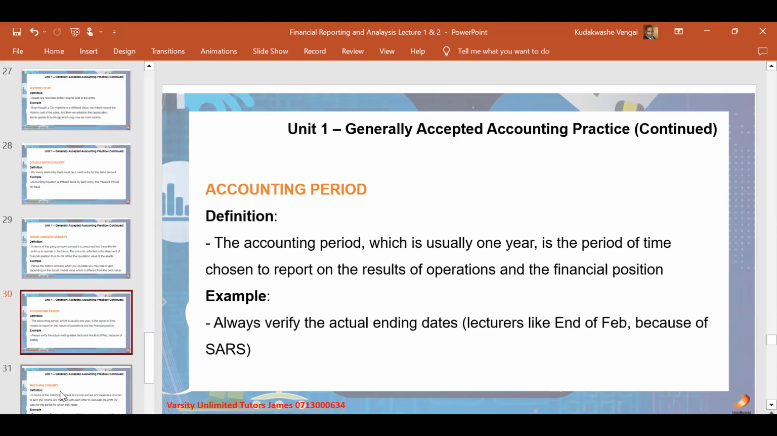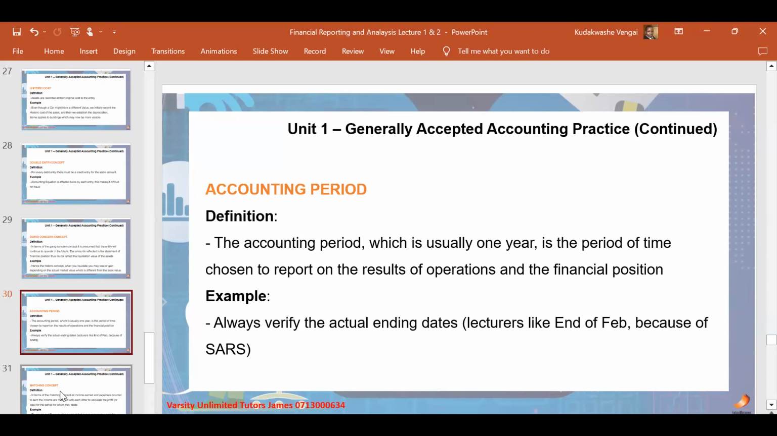That's where you have to be careful, because your lecturer likes using 1 March up to 28 February. Usually that's what SARS uses, 1 March up to 28 February the following year. That's what he usually likes, but sometimes he uses January to December. All you have to know is the accounting period is 1 year.